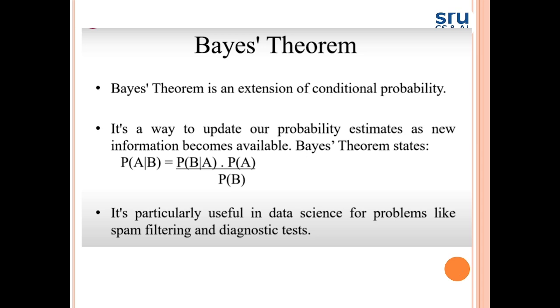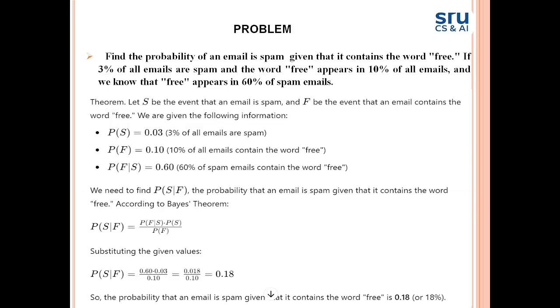Bayes theorem. This theorem is an extension of conditional probability. It is a way to update our probability estimate as new information becomes available. Bayes theorem is given by this equation. It is particularly useful in data science for problems like spam filtering and diagnostic tests.